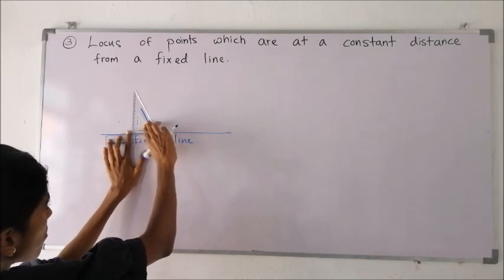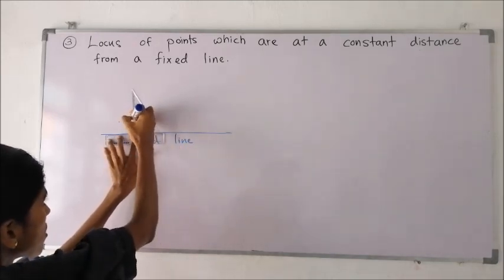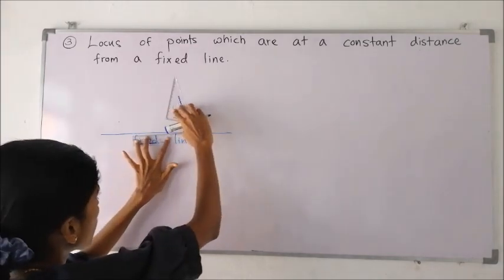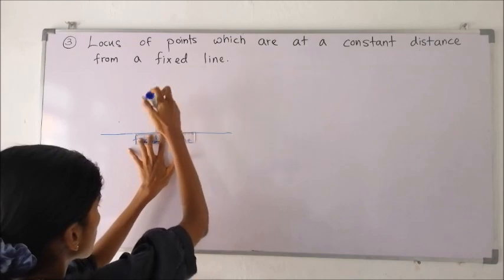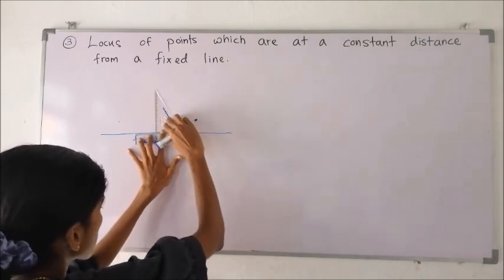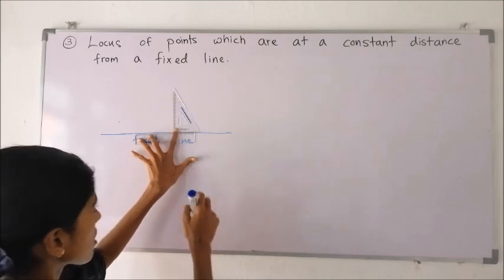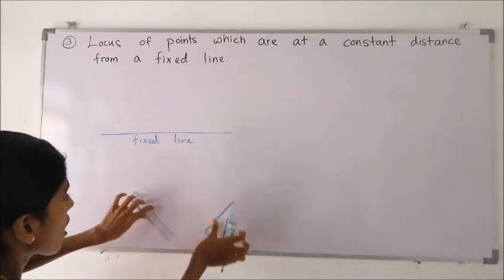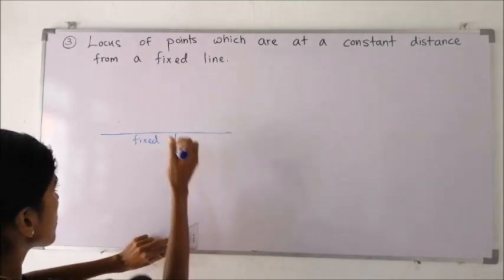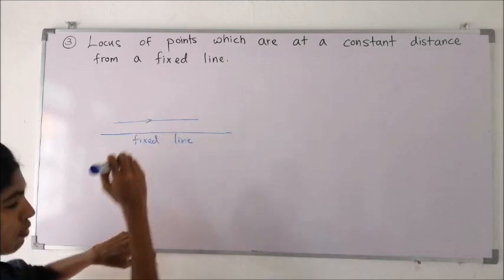Now you can move this set square a little bit forward and again mark 3 centimeters. Now again with the straight edge you can move the set square, mark 3 centimeters. From another point also we will mark 3 centimeters. See the way I'm marking. Now after marking all these, you can join these points together with the help of a ruler.